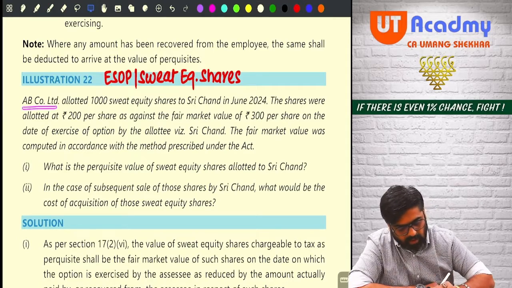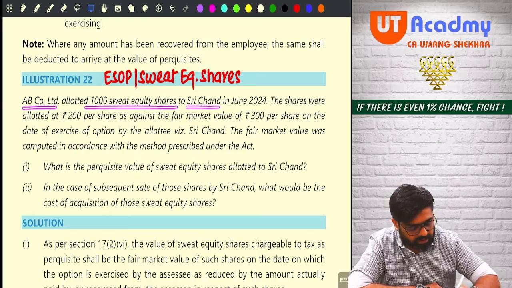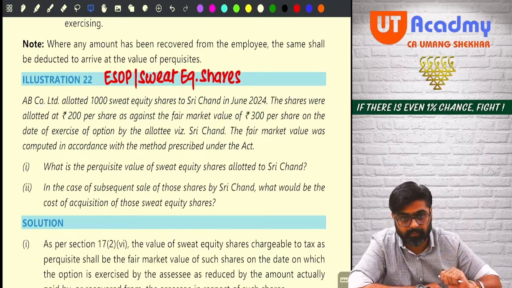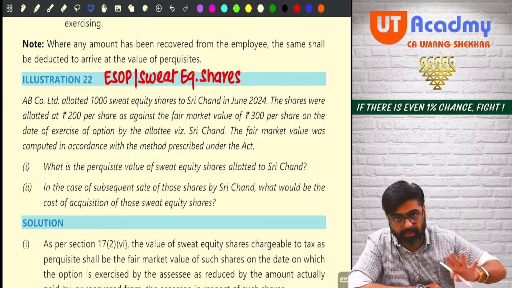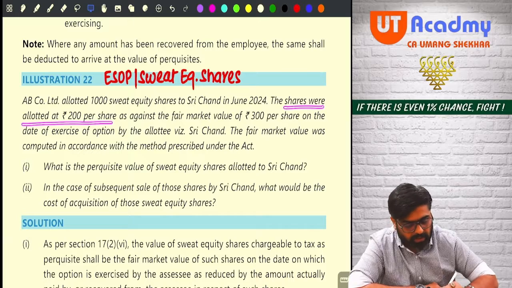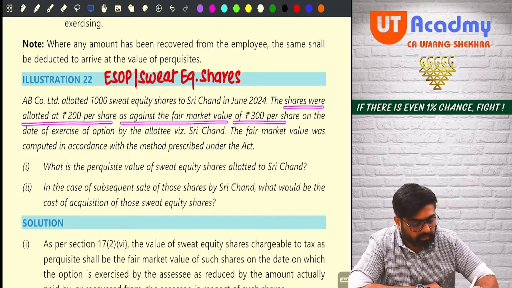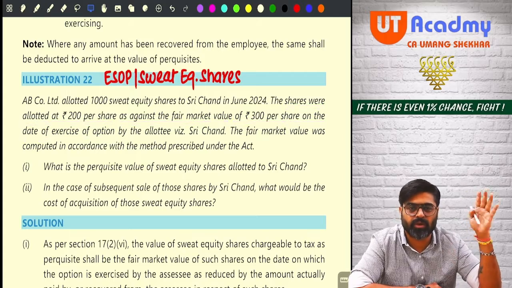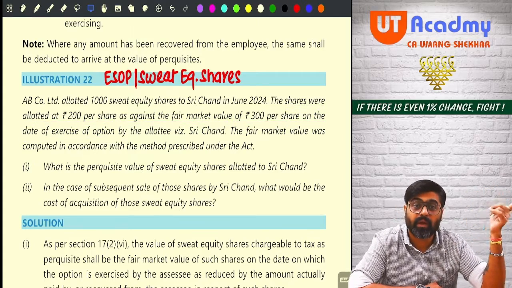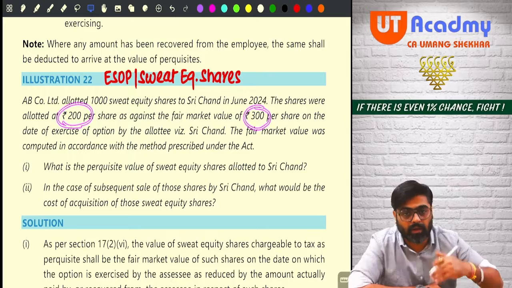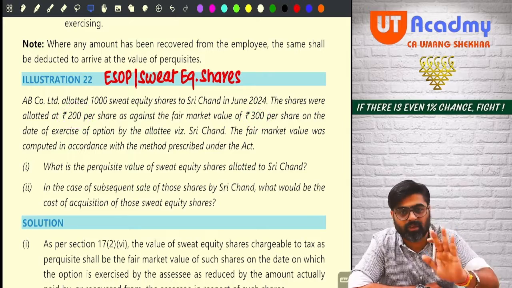AB Company Limited allotted 1000 sweat equity shares to Sri Chand in June 2024. See, June 24, the shares were allotted, meaning the allotment was done in my previous year 24-25. Now, the shares were allotted at 200 per share as against the fair market value of 300 per share on the date of exercise of option. The date of exercise of option would be some other date. As on that date, the fair market value per share was 300, and these were given to you for only 200. So exercise price was 200.